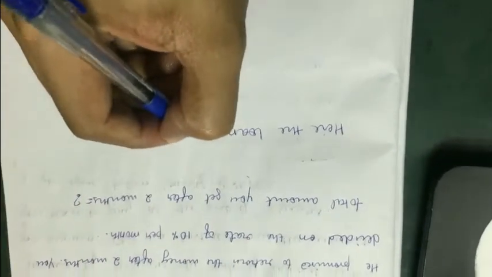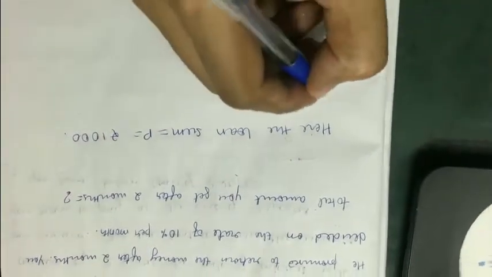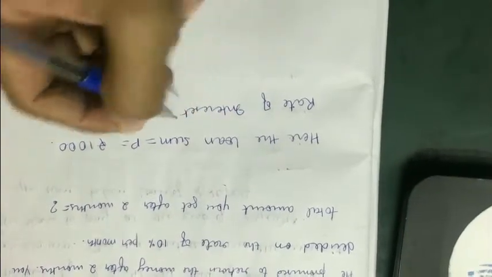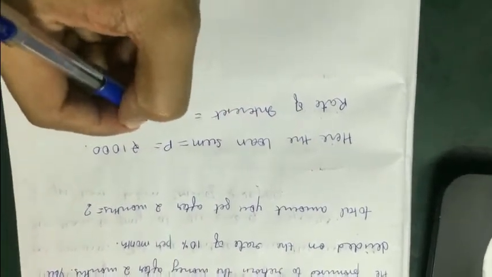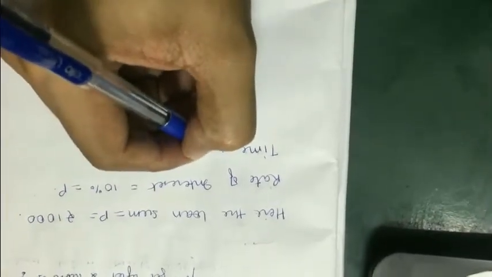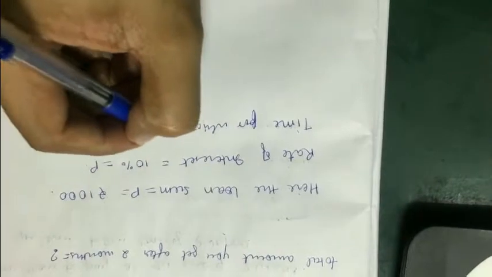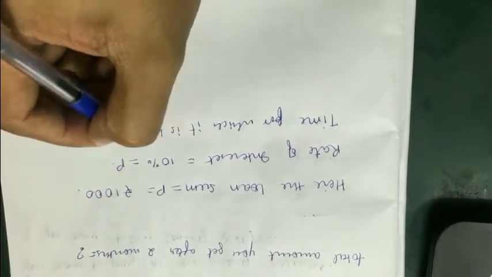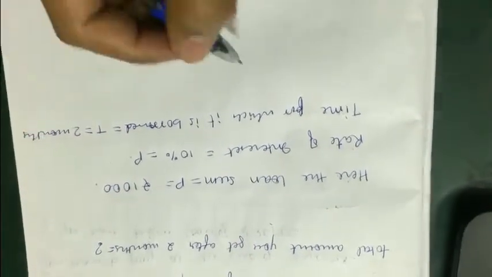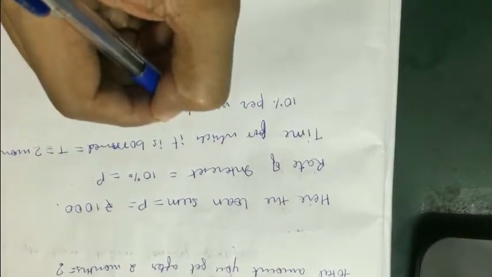The loan sum, equals principal amount, is rupees 1000. The rate of interest we have equals 10%. Then the time for which it is borrowed, T equals 2 months. The rate is given as 10% per month, not per annum. Okay, you have to look for that.